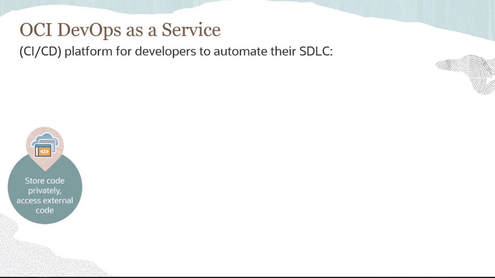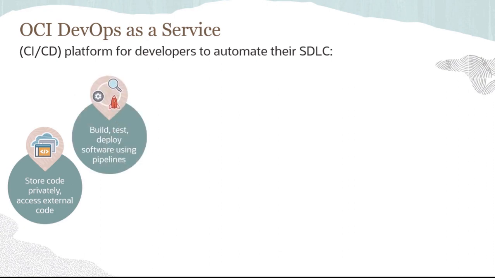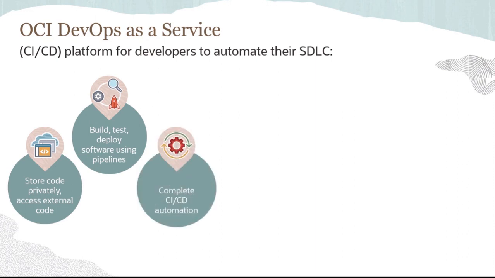You can also mirror external repositories from GitHub, GitLab, and Bitbucket Cloud to OCI code repositories. It helps you build and test your latest changes in a build pipeline with a service-managed build runner. You can set up a trigger to automatically run your build pipeline from a source code commit or pull request. Optionally, you can run a deployment pipeline on the successful build run for a complete CI/CD automation.